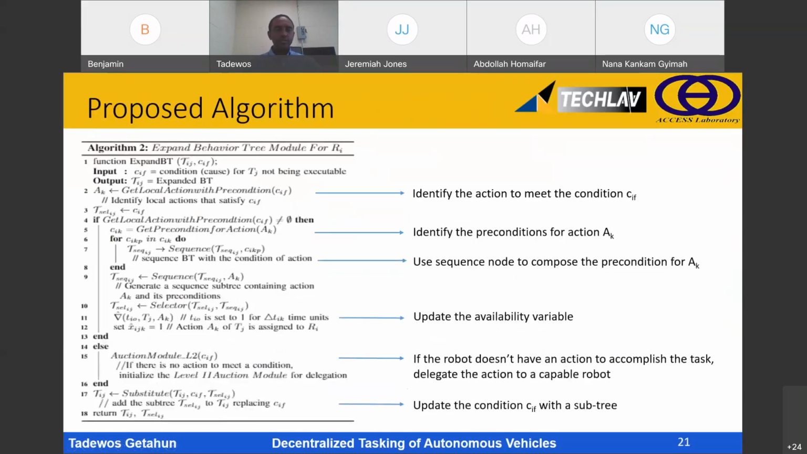For algorithm 2, we receive the condition explaining why our behavior tree is not working. We try to identify an action that can meet the condition CIF. After that, if CIF is not null, we synthesize the subtree using a local action. Otherwise, we have to delegate the action to other agents.